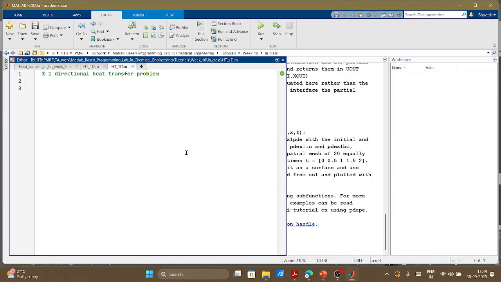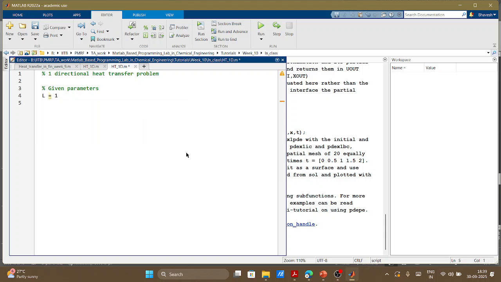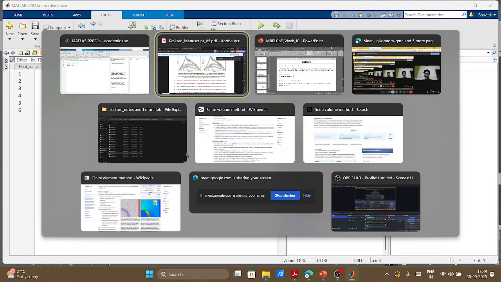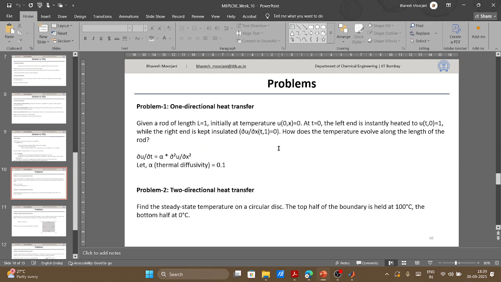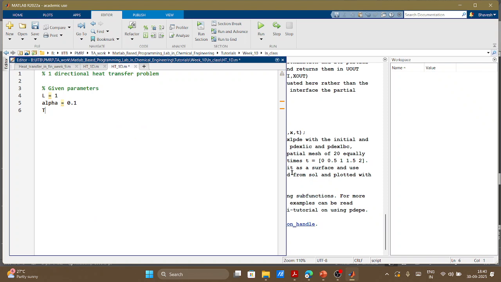Okay, here, given parameters, so you have L equal to 1, and your alpha equal to 0.1. Till what time we have to simulate the problem has not been provided. So what we will do is consider some time instance, t max, equal to, let's say, as of now I assume 1. Assumed, right?